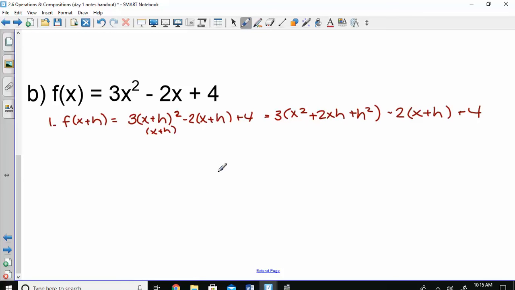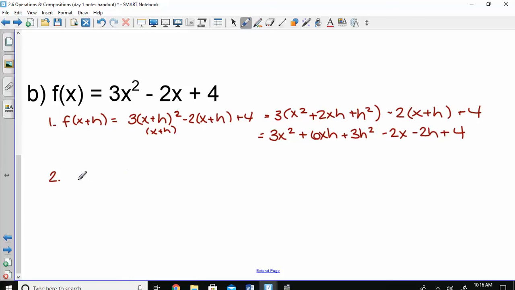Okay, it's gotten kind of nasty. Have I lost anybody yet? We plugged in x plus h and we FOILed. Now we just have to distribute. So if I distribute my 3, we get 3x squared plus 6xh plus 3h squared minus 2x minus 2h plus 4. Alright, that's the first step, which is the long step.